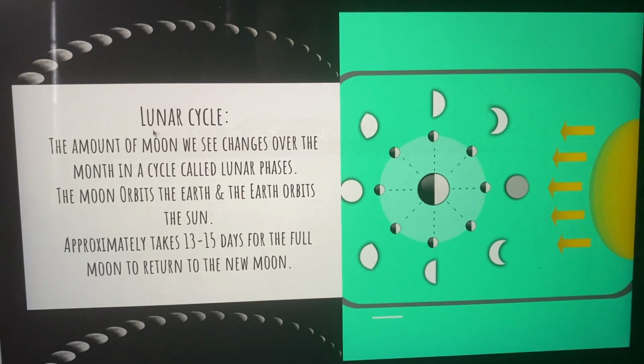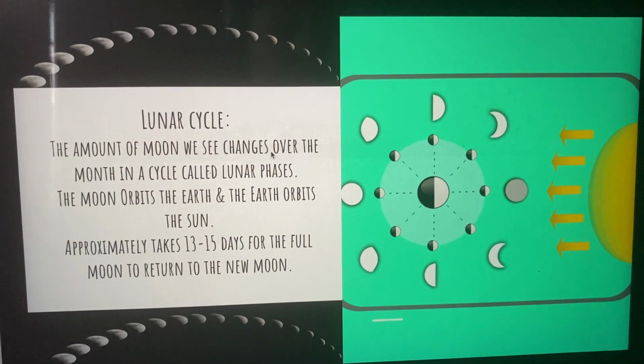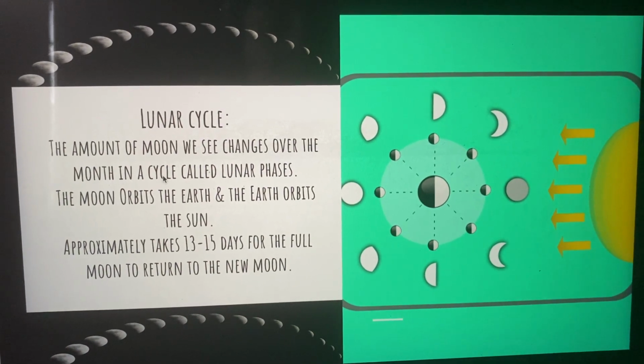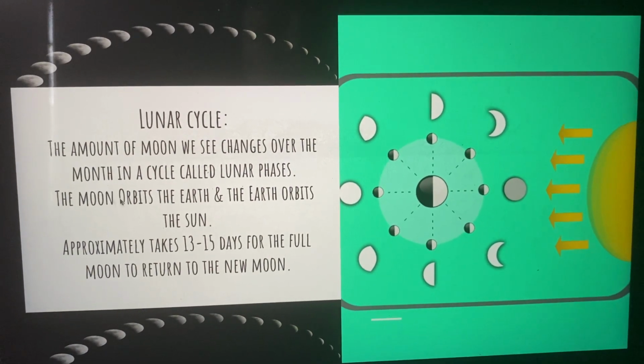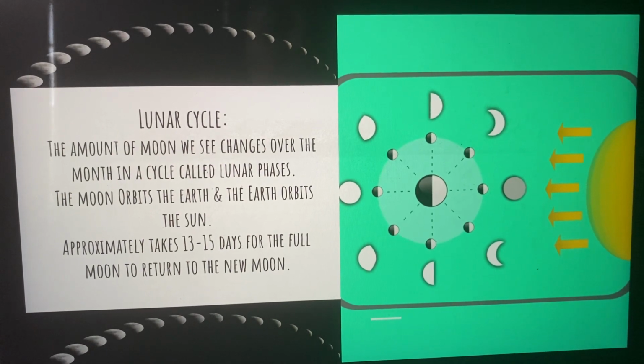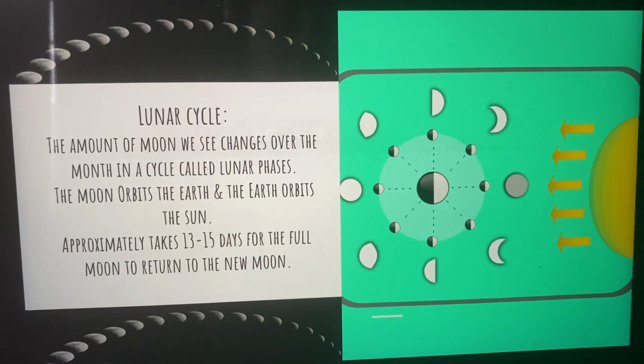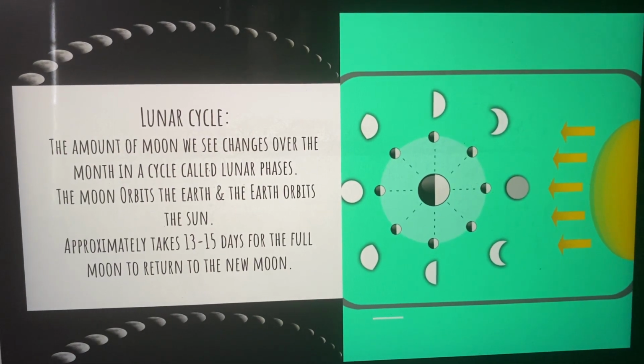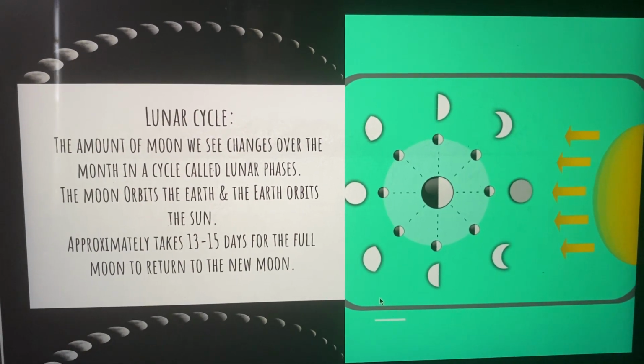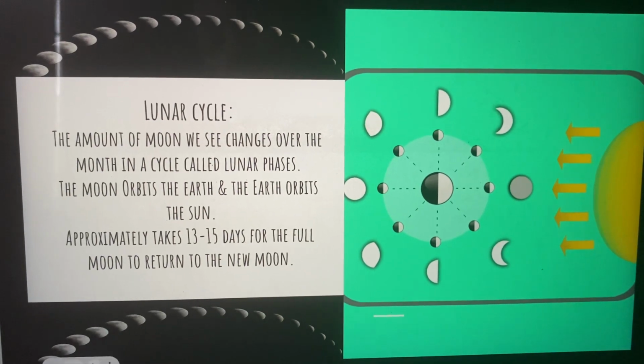So the lunar cycle is the amount of moon we see that changes over the month in a cycle called lunar phases. The moon orbits the Earth and the Earth orbits the Sun, and this again approximately takes 13 to 15 days for the full moon to return to the new moon. Do I have any questions?